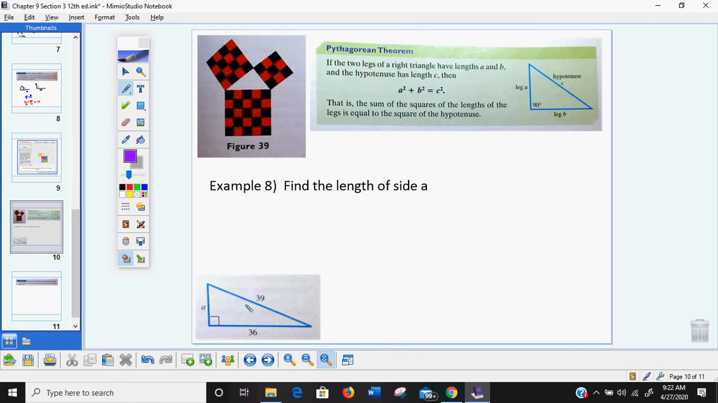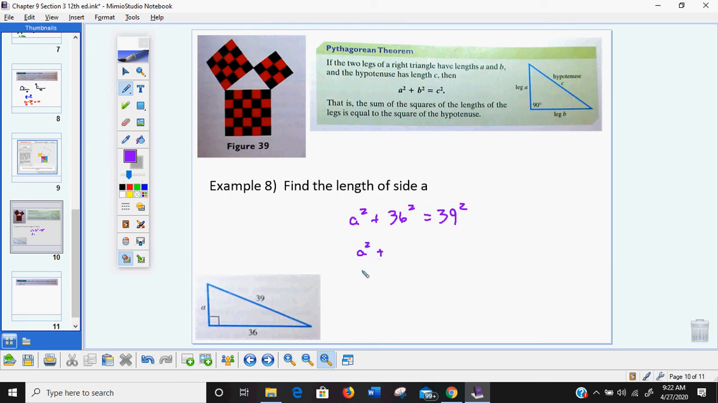Okay, my longest side is 39. It's going to be after the equals. So I'm going to have A squared plus, that's going to be B, 36 squared, equals my longest side, which is 39 squared. That's the one across from the hypotenuse, or across from the right angle.